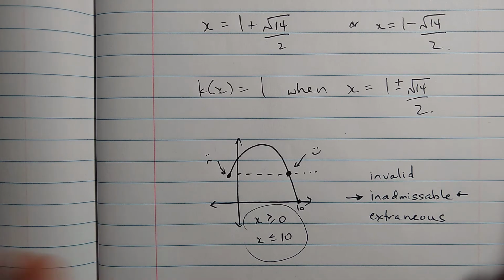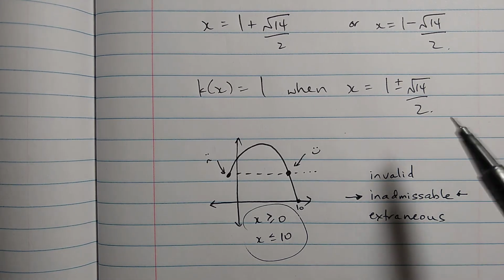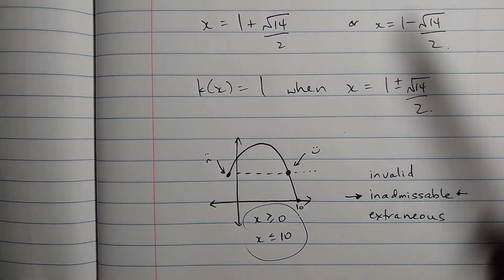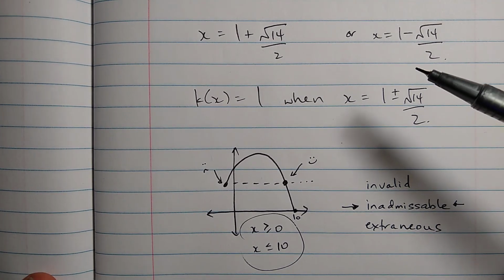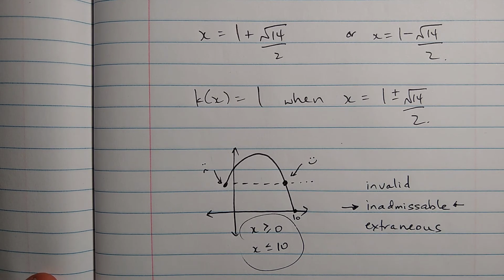Okay, so 3 methods for solving quadratics. You can set everything to 0 and factor. You can use the vertex form and take the square root of both sides, or you can put everything in standard form and use the quadratic formula.